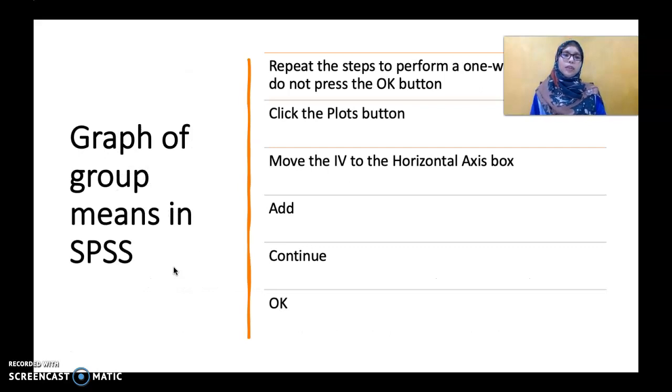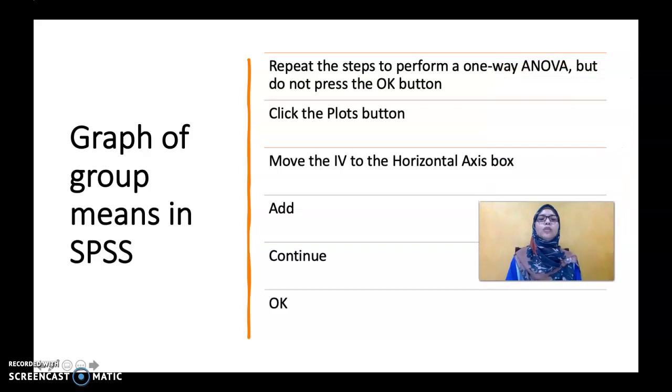Another thing that you should consider besides running the post hoc test is to perform a graph of group means in SPSS. So you repeat the same steps to perform a one-way ANOVA, but do not press the OK button. Instead, you click the plus button, and then you move the IV to the horizontal axis box, add the IV, click Continue and then click OK.